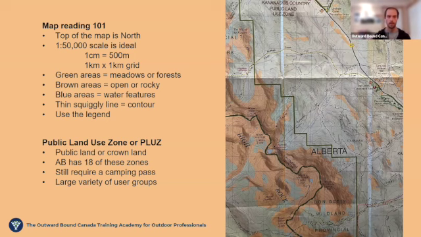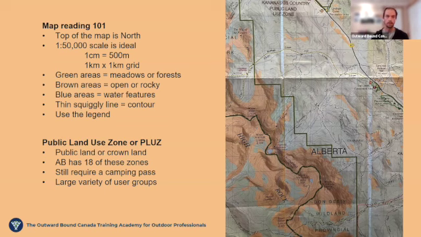So kind of what I mean by that is with this 1 to 50,000 scale, 1 centimeter equals 500 meters, making that a 1 kilometer by 1 kilometer grid. It makes looking at the map and understanding distances and that scale a lot easier for me.